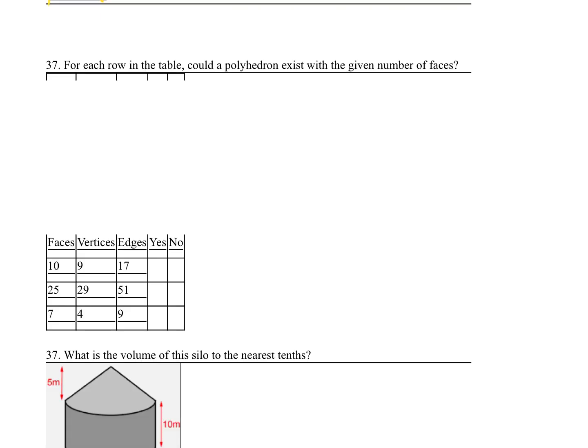All right, so number of faces. Let's see. I want faces plus vertices is equal to edges plus 2. So does this equal this? So 19 and 19, yes. Does this equal this? 25 plus 29 is 54, and this is 53, so no. This equal this. 7 plus 4 is 11, this is 11, so yes.